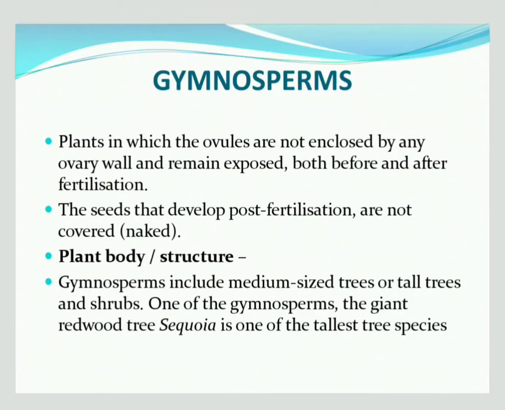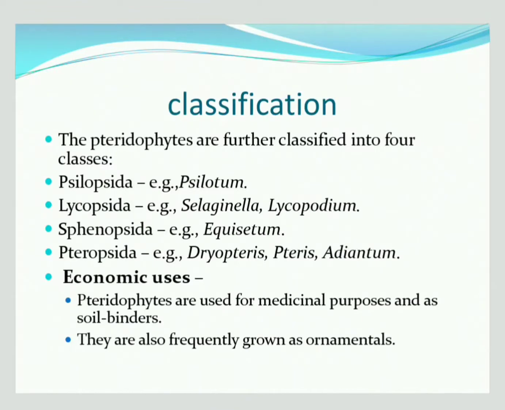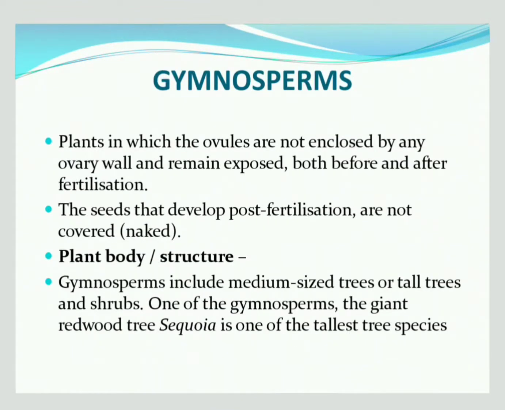Next, the phanerogams, the flowering plants, starting with the gymnosperms. These are plants in which the ovules are not enclosed by any ovary wall; the ovary wall is absent. Due to that, the ovules are naked, which means a fruit is not formed, so the seeds are exposed outside. We see naked seeds here. The seeds that develop post fertilization are not covered.